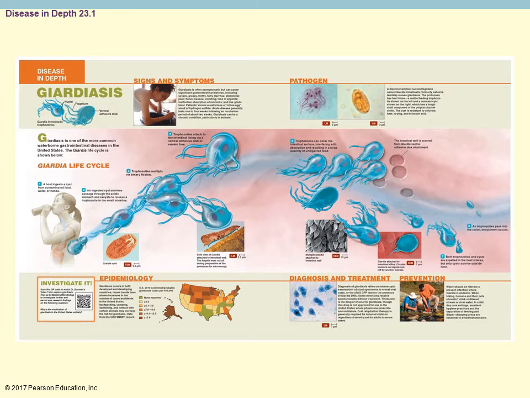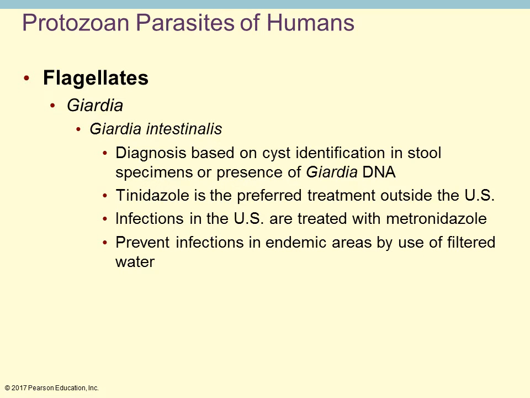This shows the life cycle of this. Giardia can be diagnosed by identification of seeing the cyst in the stool and identifying by DNA analysis. There's different antibiotics that can be used to treat it. To prevent the infection, once again, have clean water.